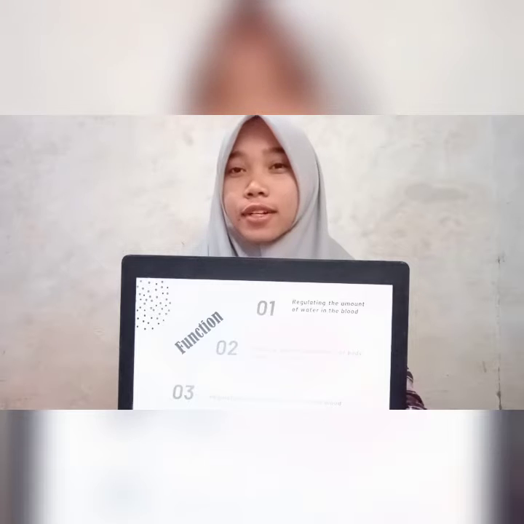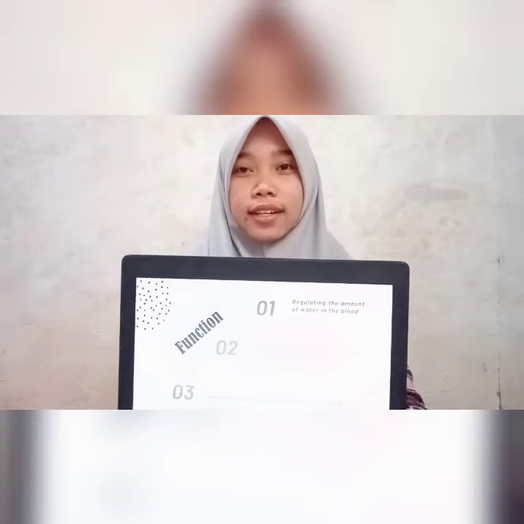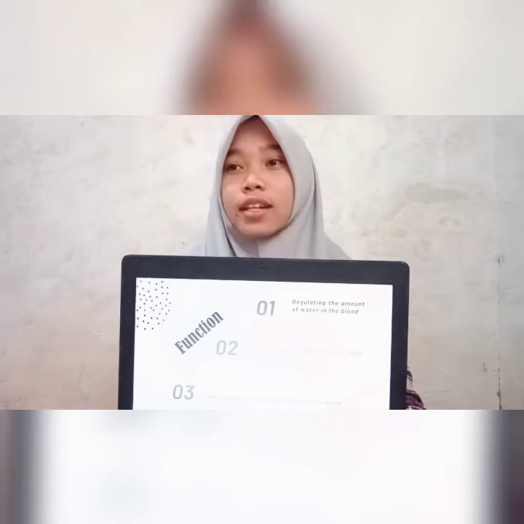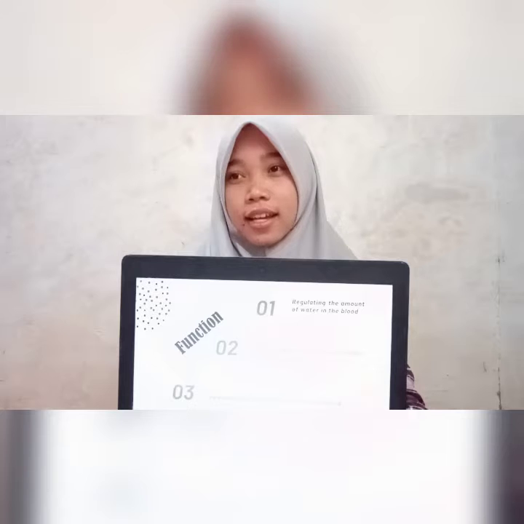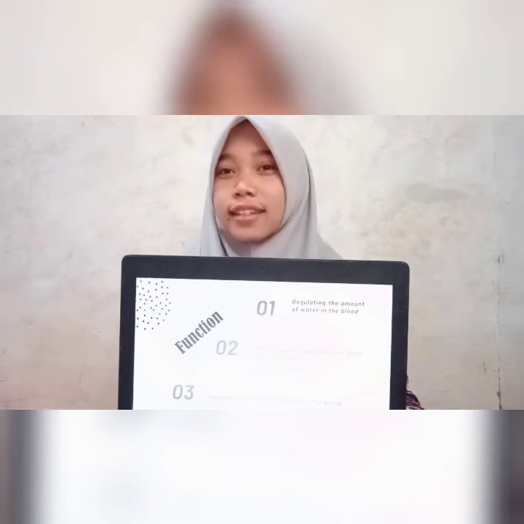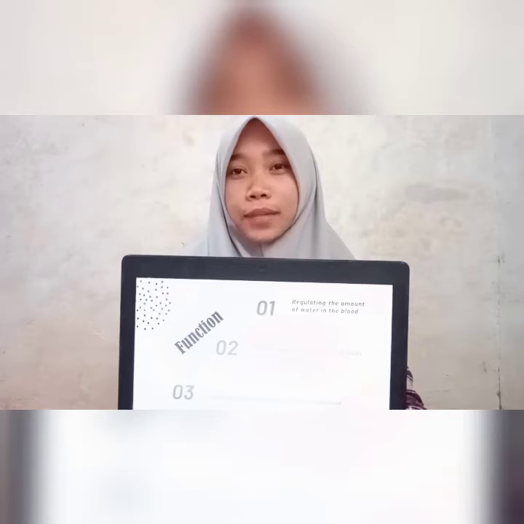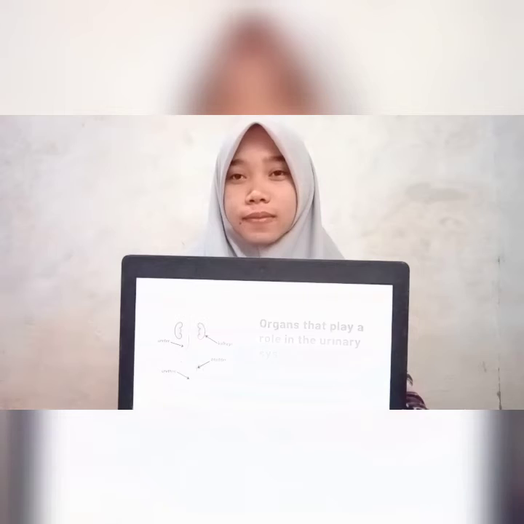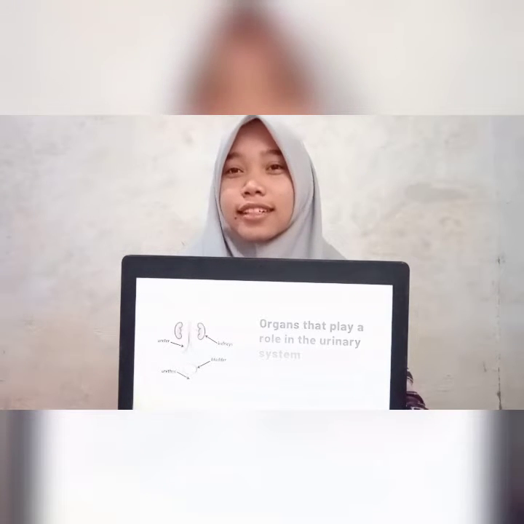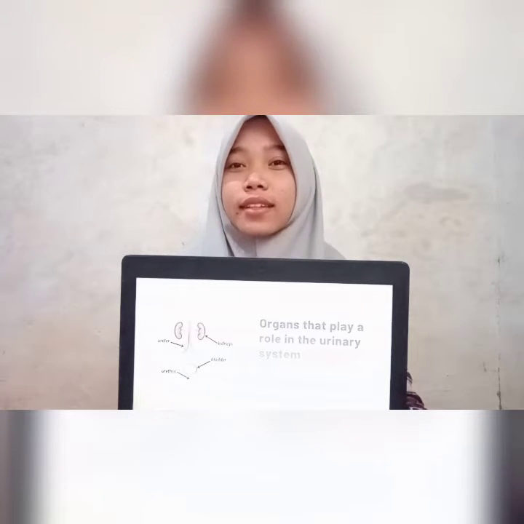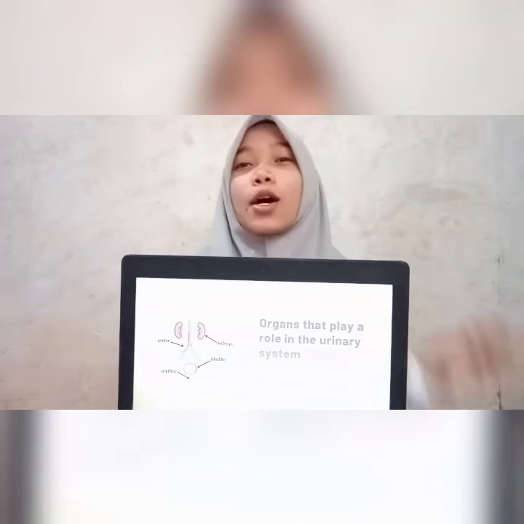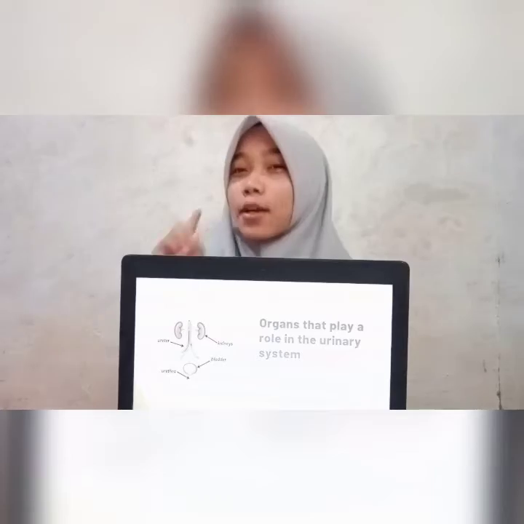The functions of the urinary system are: number 1, regulating the amount of water in the blood. Number 2, filtering waste substances or body metabolic waste. And number 3, regulating the pH or acidity level of the blood. And then, the organs that play a role in the urinary system are 2 kidneys, 2 ureters, 1 bladder, and 1 urethra.